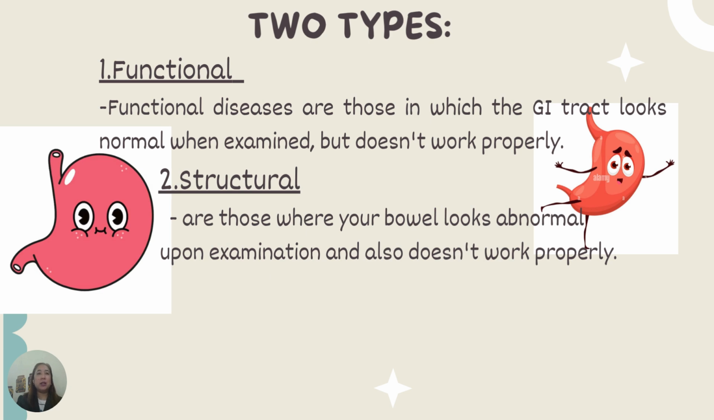The structural GI diseases are those where your bowel looks abnormal upon examination and also doesn't work properly. Structural GI diseases occur because there is a change or problem within the structure of the GI tract. These structural issues can occur anywhere in the GI tract and can be either acute, sudden or short-lasting, or chronic.